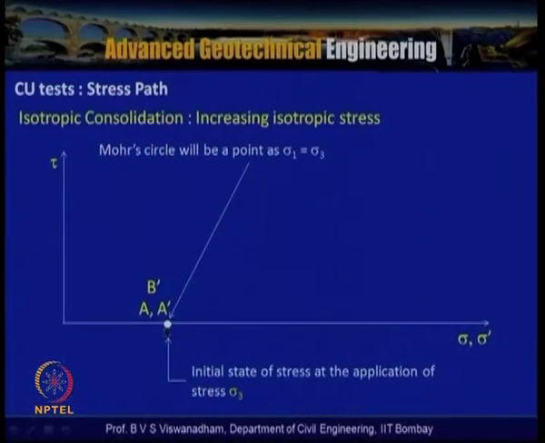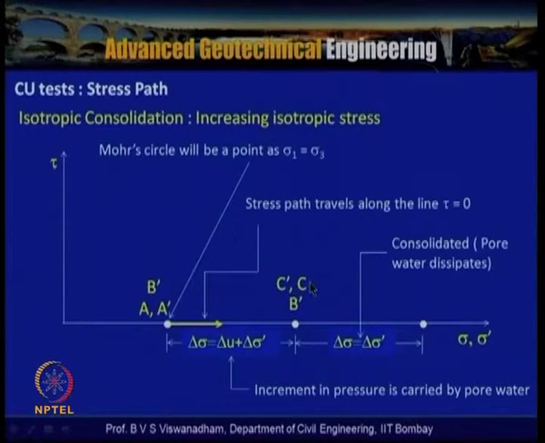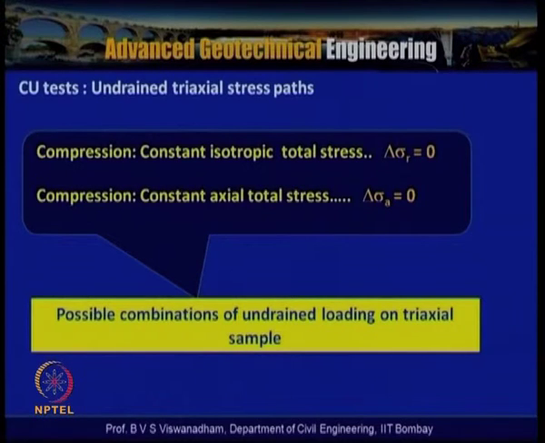The Mohr circle is initially a point with zero radius, and the stress path traverses along tau equal to 0. This we discussed during our discussion on the consolidated drained triaxial test. This is at the end of dissipation of pore water pressure. The stress of the sample increases by delta sigma dash, which is nothing but the amount of pore water pressure dissipated during consolidation. And here we have two cases of compression: constant radial total stress, where delta sigma r dash is equal to 0, and constant axial total stress, where delta sigma a dash is equal to 0.